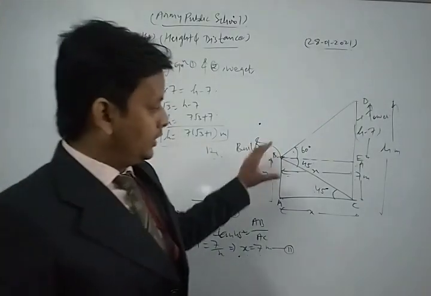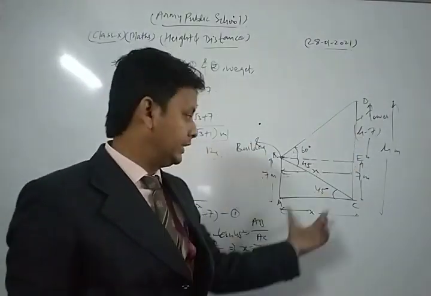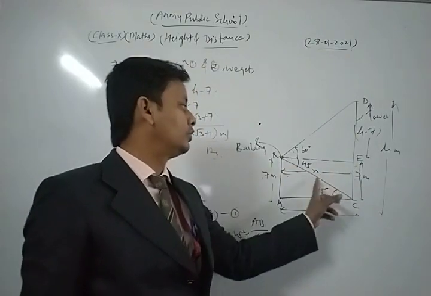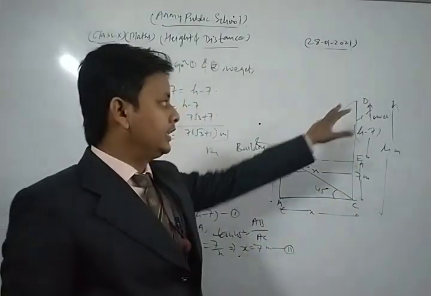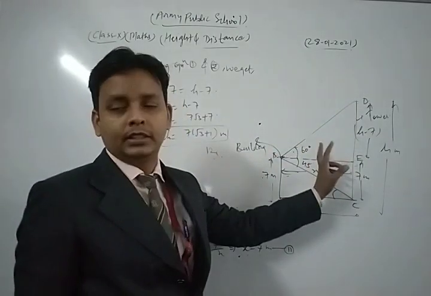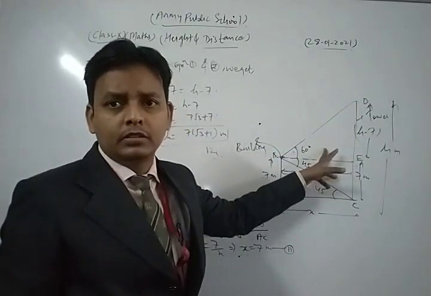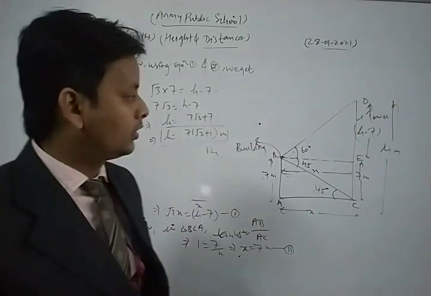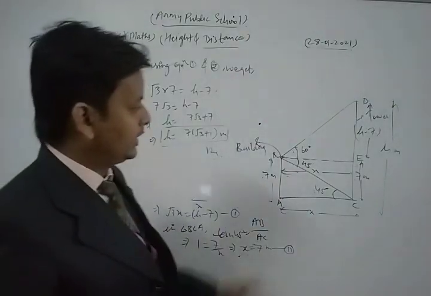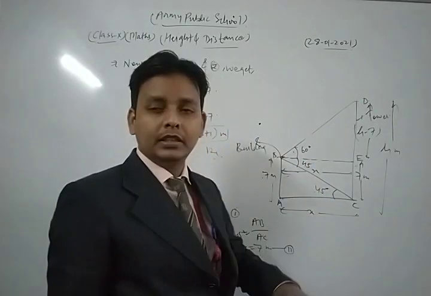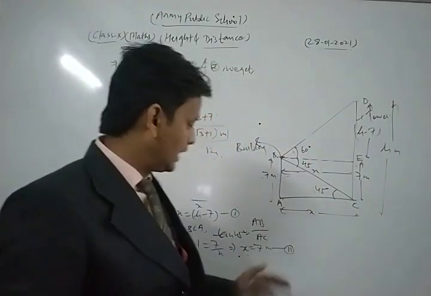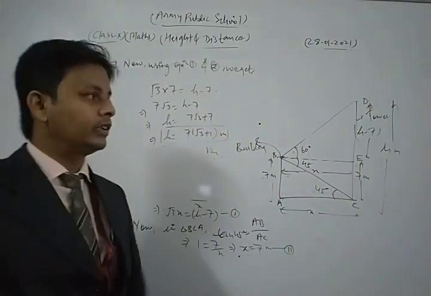First of all, we draw the figure. After that, we take AC equal to B, the base of the horizontal surface, as x. After that, we take triangle DBE and apply the concept of tan theta. Now we take triangle BCA, and then we make the two equations, and using both equations we find the value of h.